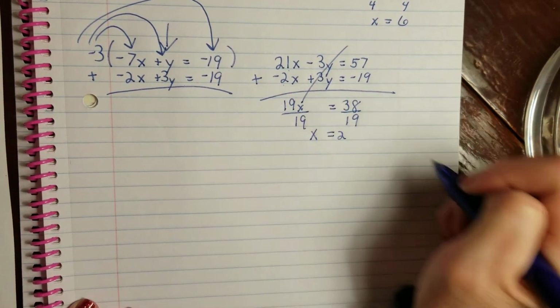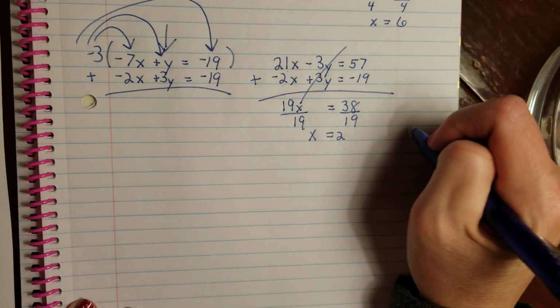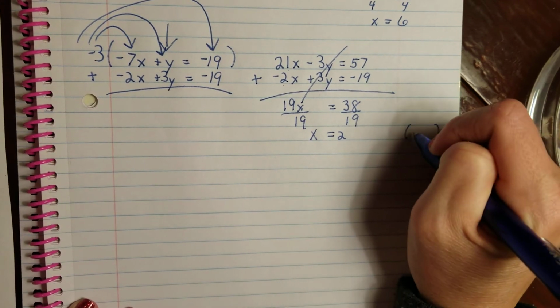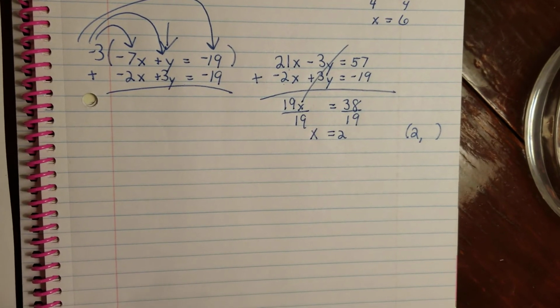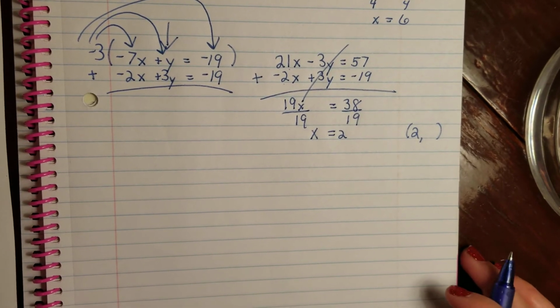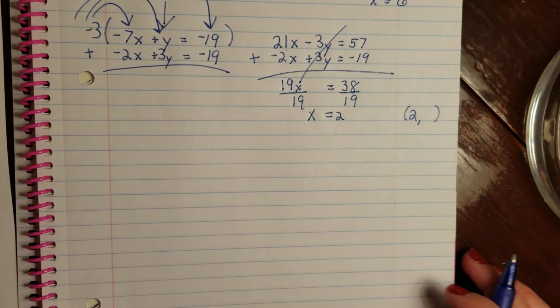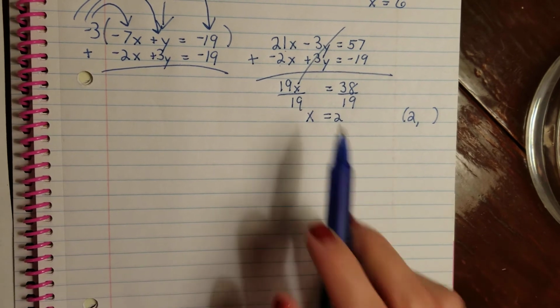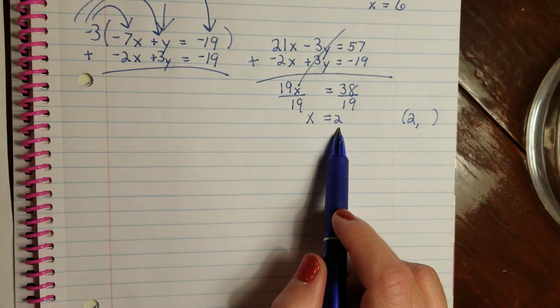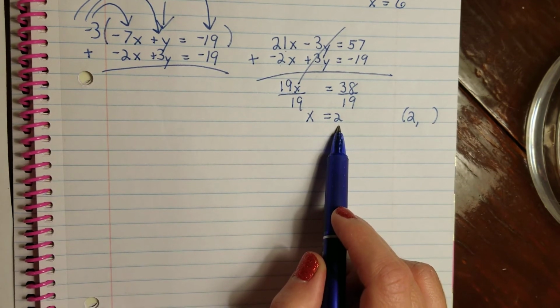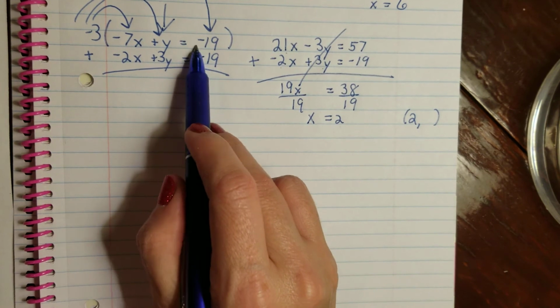x equals 2 here. So remember, we want that ordered pair. We want that x and y. So I've got my x. Sometimes you solve for x first. Sometimes you solve for y first. Doesn't matter. Just depends on what eliminates. Remember, in this problem, the y is eliminated, so I solved for x. So I'm going to plug that 2, or substitute that 2, into either one of these equations.